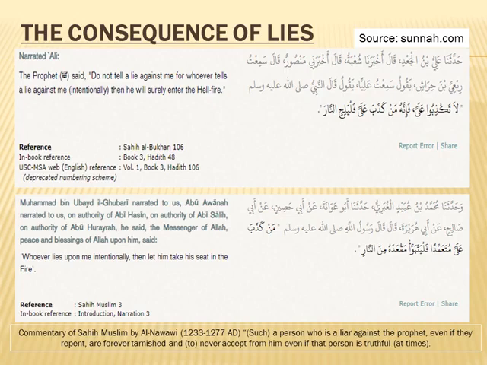In Sahih Muslim, Hadith number 3, Muhammad says, "Whoever lies against me intentionally, let him take his seat in the fire." Referenced in Islam the Honest Truth, the scholar An-Nawawi, commenting on Sahih Muslim and upon this hadith, says, quote, "Such a person who is a liar against the Prophet, even if they repent, is forever tarnished and nothing is ever accepted from him, even if that person is truthful."